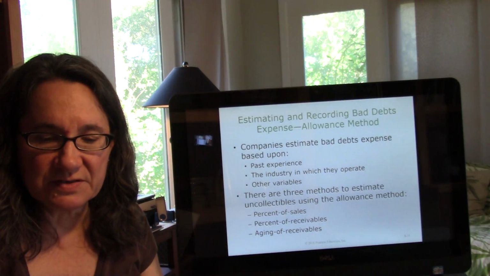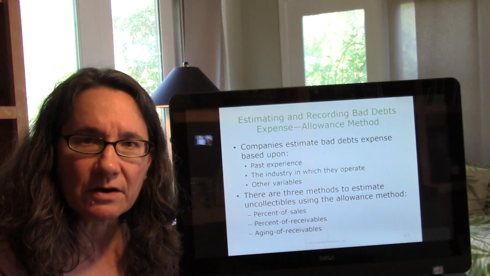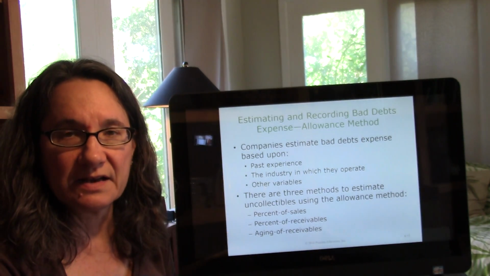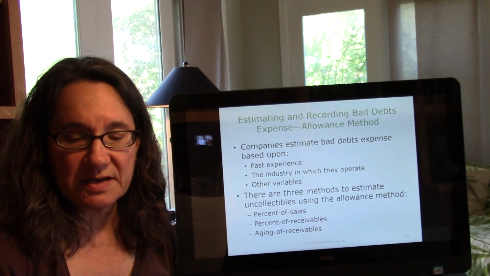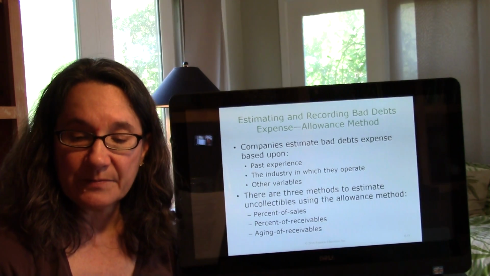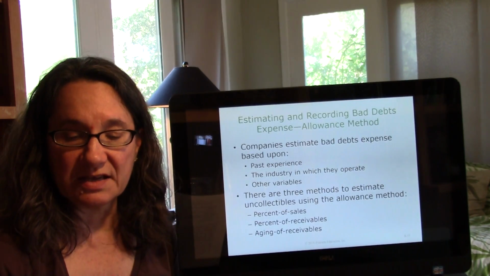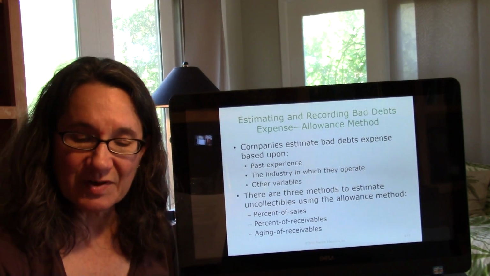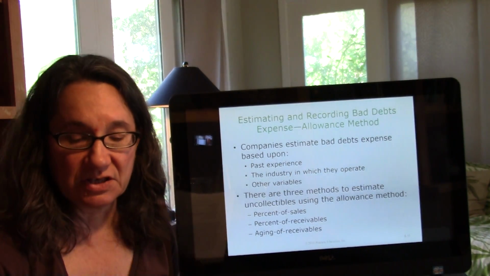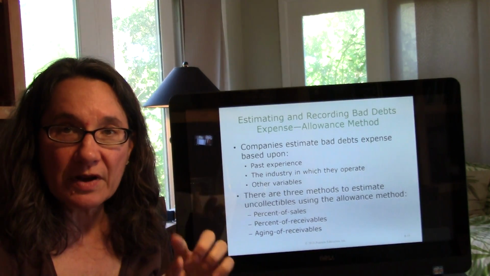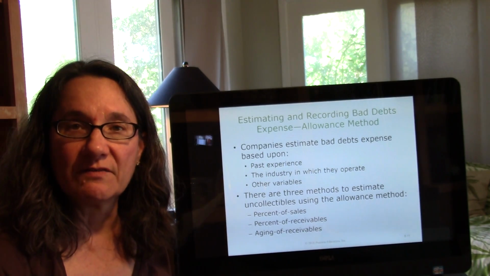You're probably wondering to yourself, well, how do you know how much to set up the allowance at the end of the year, right? So if you just set it up once at the end of the year, how do you know how much? Well, companies use their past experience as well as consider the economy, the industry they operate in, and other variables. In short, they make an educated guess called an estimate. There are 3 basic ways to estimate uncollectibles: percent of sales, percent of receivables, and aging of receivables. Now, we will not actually be calculating this. For this class, you will be given the dollar amount of the allowance.